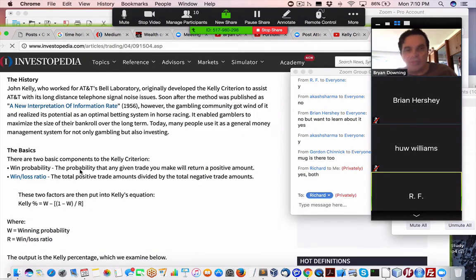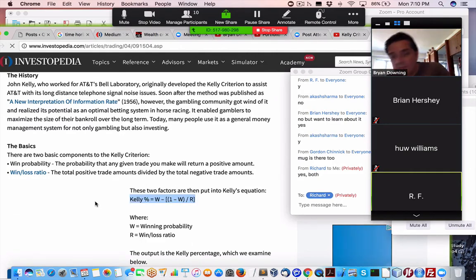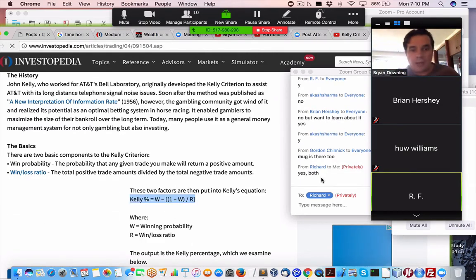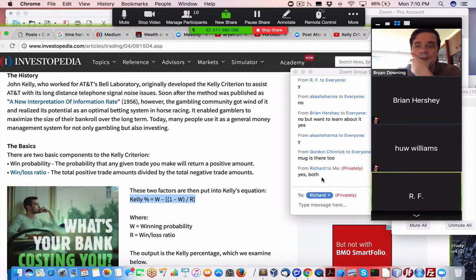Okay, so the basics we talked about: win probability and the win loss ratio. There's a very basic formula used, where W is the wins and R is the actual ratio. So anybody using this at all? I know that some of you, whoever wants to unmute themselves, please go ahead and explain how you use it and how helpful it is.